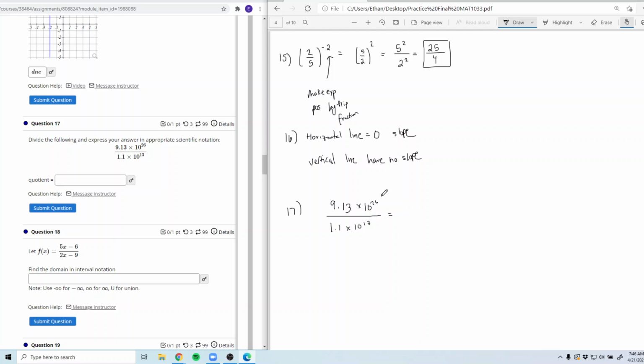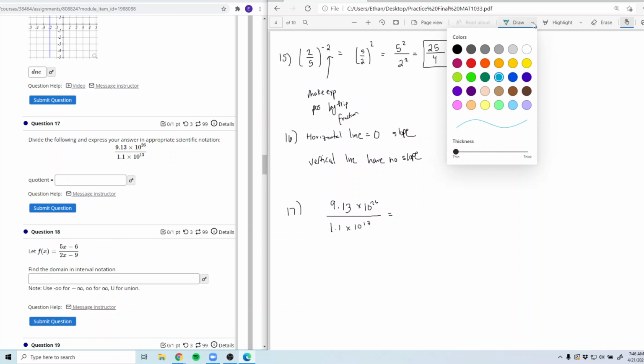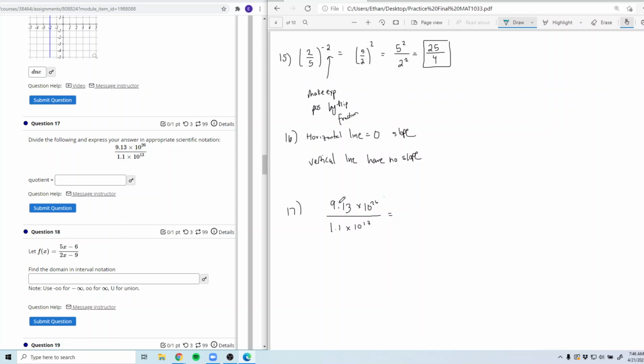Some calculators are very nice in the fact that you can just type them in scientific notation and it will give you the answer in scientific notation. But that's not every calculator. What your calculator can do is simplify the 9.13 over the 1.1 part. So go ahead and type that in your calculator. 9.13 divided by 1.1, we get 8.3. That works out perfectly to 8.3.